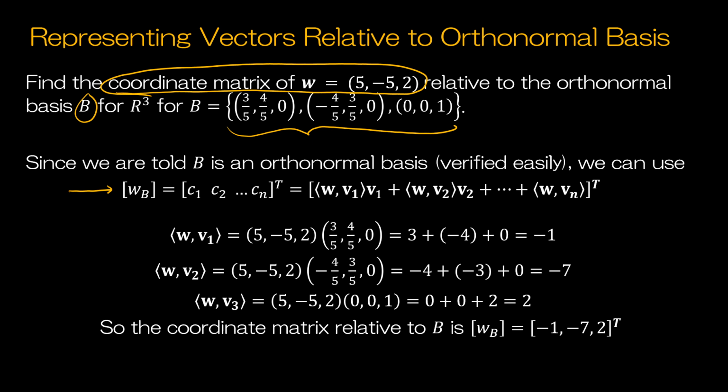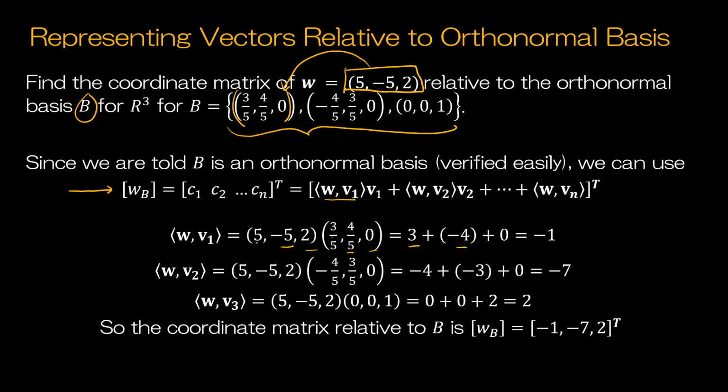We're going to take W·V1. What we mean by that is W is 5, negative 5, 2, and I'm finding the dot product with V1, which is 3/5, 4/5, 0. So again, 5 times 3/5 is 3, negative 5 times 4/5 is negative 4, 2 times 0 is 0. So we're just finding the dot product of this. 3 plus negative 4 plus 0 is negative 1. And so that is W·V1.